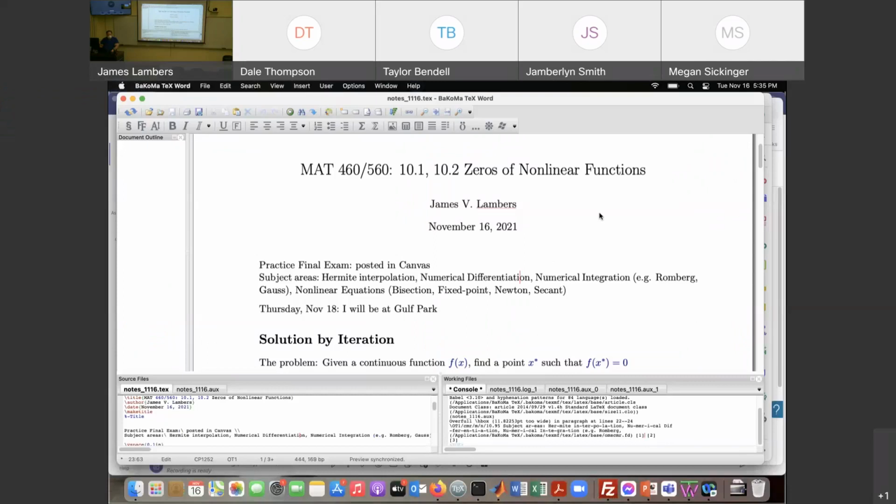Okay, the final chapter for the semester. Basically, solving an equation of any nonlinear equation, and we're going to see various iterative methods for doing so.